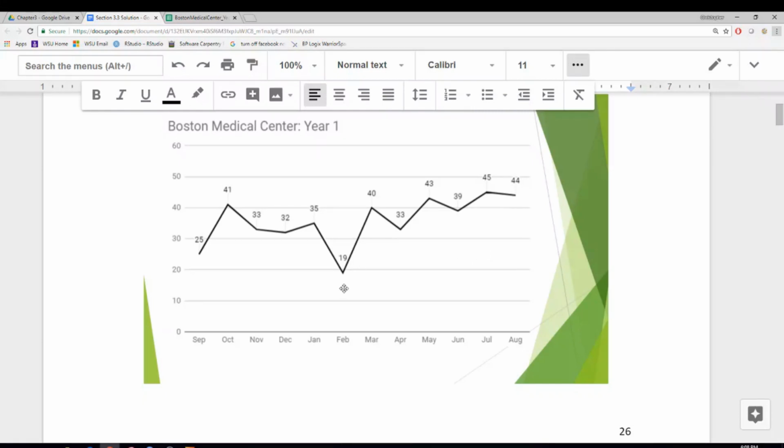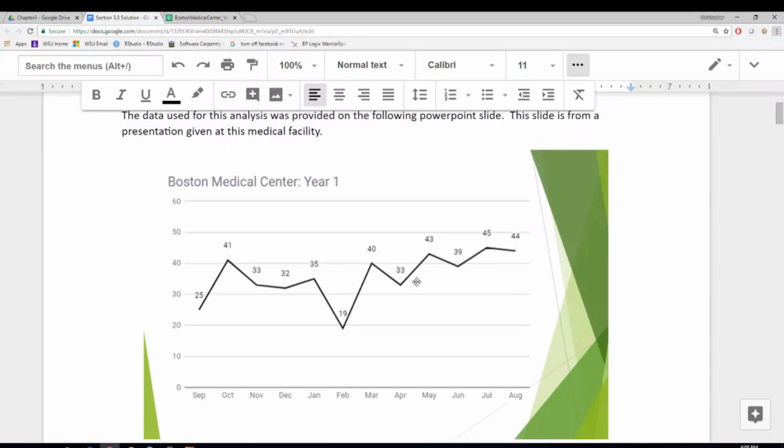There is quite a dip here at February. They only had 19 elective surgeries in February for some reason. Also, it appears that there are indeed maybe higher numbers of elective surgeries here in the summertime as well. Now again, it would be optimal to have these elective surgeries consistent throughout the year, especially for staffing considerations.